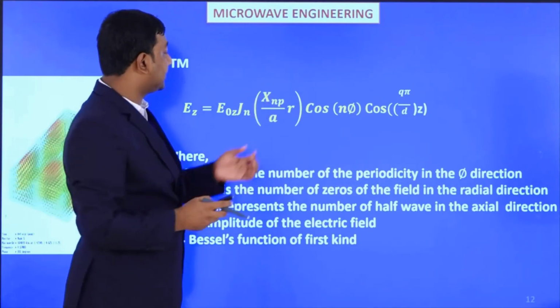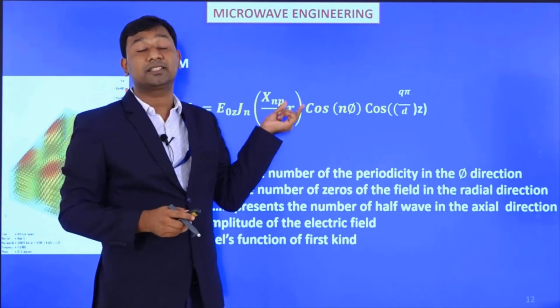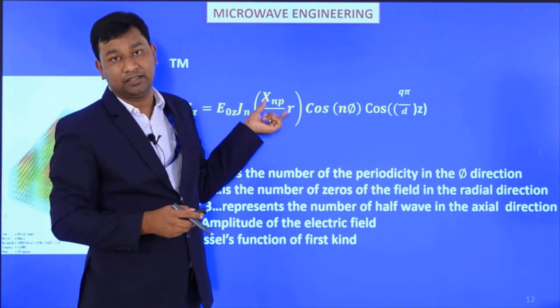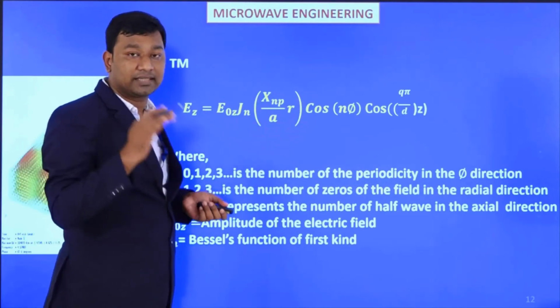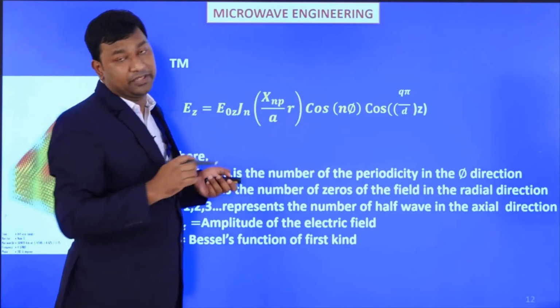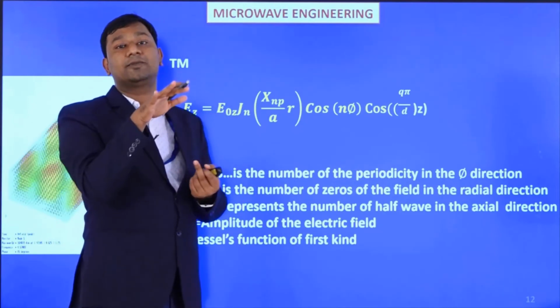Now, to find the resonating frequency, there will be two different resonating frequencies, because the root values are x' np for the transverse electric case, and for the transverse magnetic case the value is xnp. So the root values change. So the resonating frequency for a circular or cylindrical cavity resonator is quite different for the transverse electric and transverse magnetic cases.